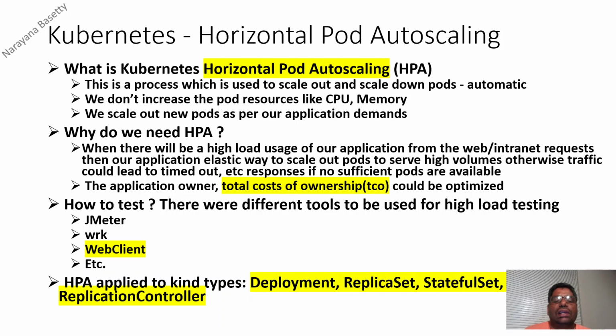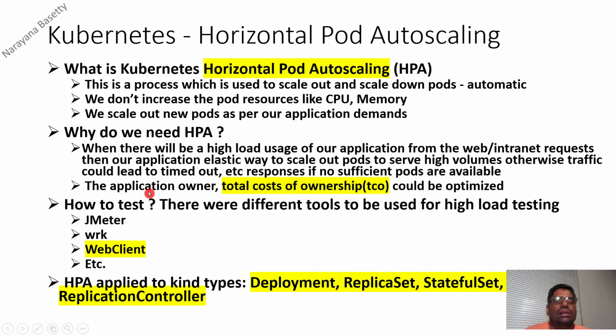Why do we need the HPA? When there is a high load on our application from web or internet requests, our application should also be able to behave in an elastic way to fulfill the requests. Otherwise, we will get into different types of errors, for example, timed out error or connect error or something else which is not good for an application owner.